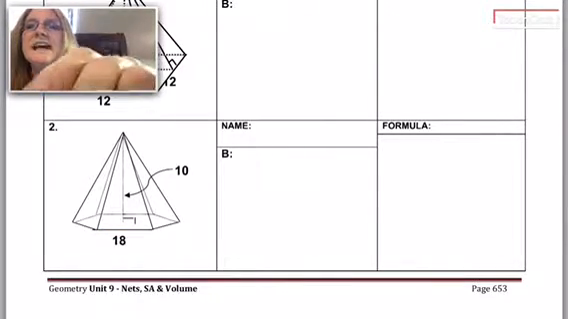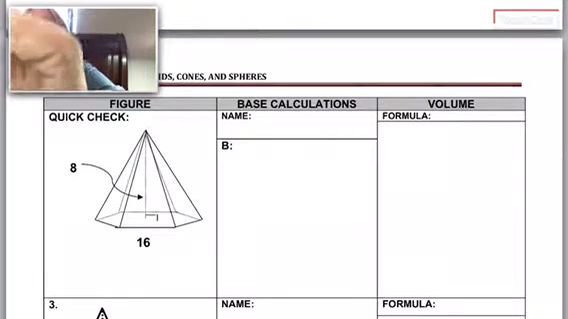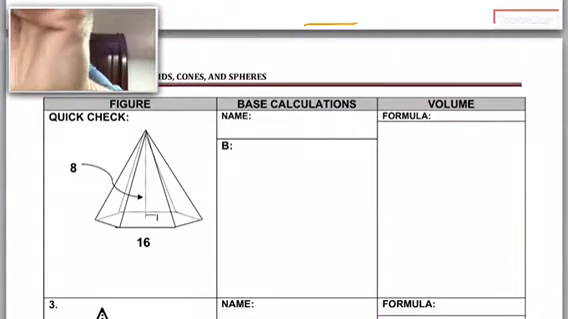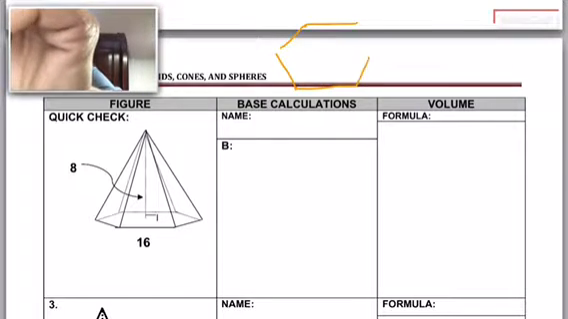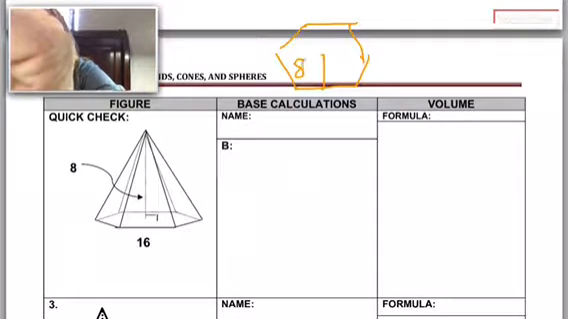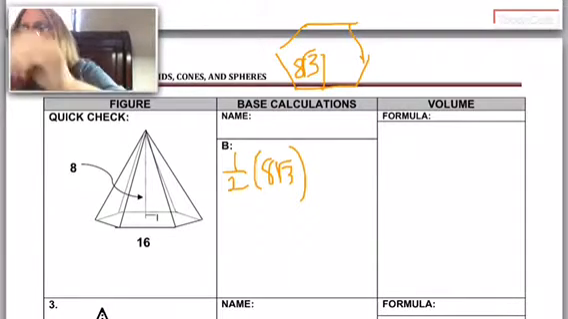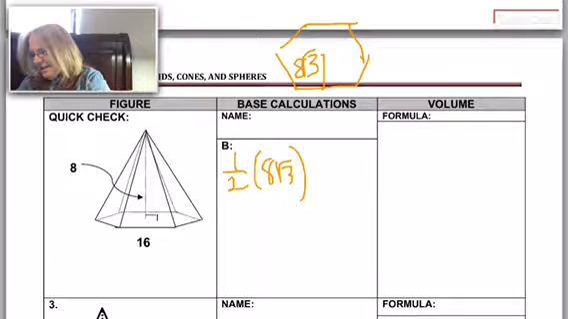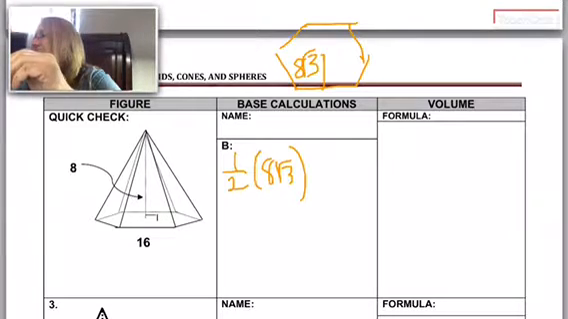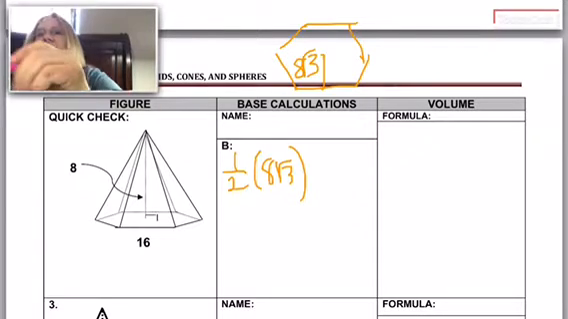The one below it is exactly the same. This time, though, the base is 16, so we should know without too much hassle that the apothem is going to be 1/2 of 16, so 8 square root of 3. So this is 1/2 times 8 square root of 3 times the perimeter of the base. So 16 times 6 is 166. I didn't do that right. 16 times 6 is 96.